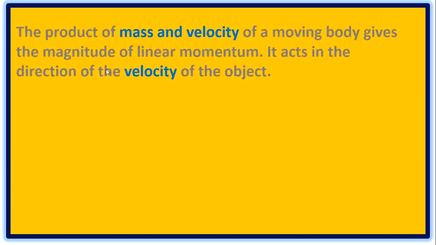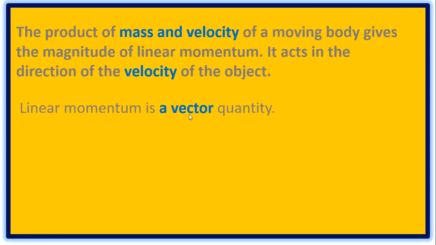So now let us define linear momentum. The product of mass and velocity of a moving body gives the magnitude of linear momentum. If the mass and velocity combine together, then only it produces linear momentum. It acts in the direction of the velocity of the object. The linear momentum acts only in the direction of the velocity of the object. So this linear momentum has both magnitude and direction. So it is a vector quantity. So linear momentum is a vector quantity.